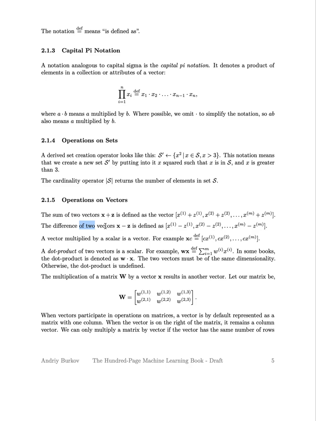The difference of two vectors, simply x minus z, is also defined like the sum. It's simply like you replace the positive sign with the subtracting sign. So x1 minus z1, element 2 of x minus element 2 of z, and so on until element m of x minus element m of z.